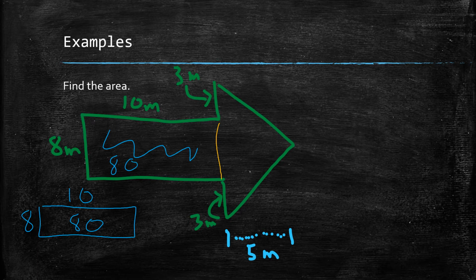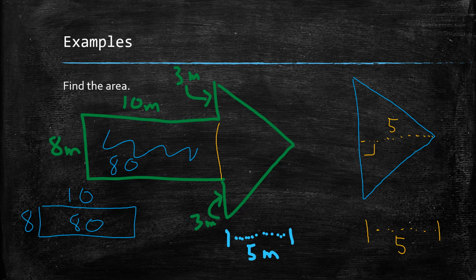So now I need to look at this next shape, and I see that I have a triangle. If I was to take this triangle and just cut it off, I'm going to put it right here. You also see from the bottom, it says it's 5. What that's telling you is that this right here is going to be 5. So the distance from the bottom to the top, that's your height, would be 5.